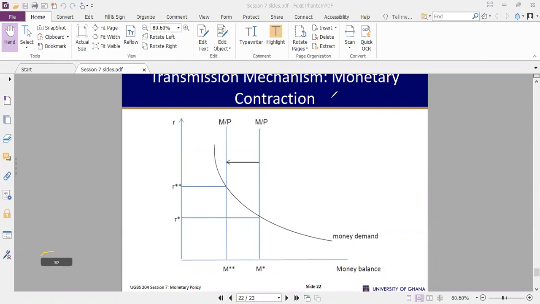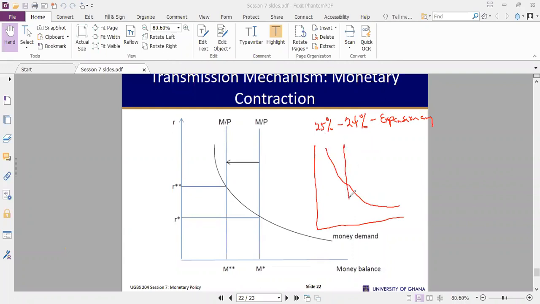Thank you. Now, I was saying that the one we were solving earlier, we knew that the policy rate was 25 to 26. Now, we are assuming it has been decreased to 24 instead of 25. Meaning government wants to, this is expansionary, meaning government wants to increase money supply. So let's take this, for instance. So we should have something like this. So we would have M over P.